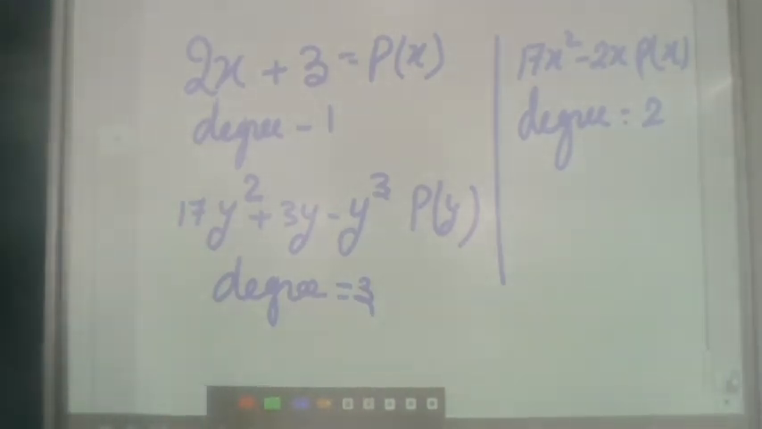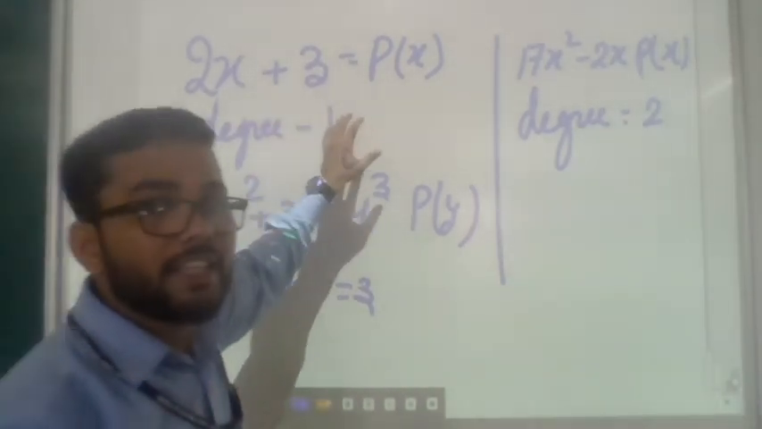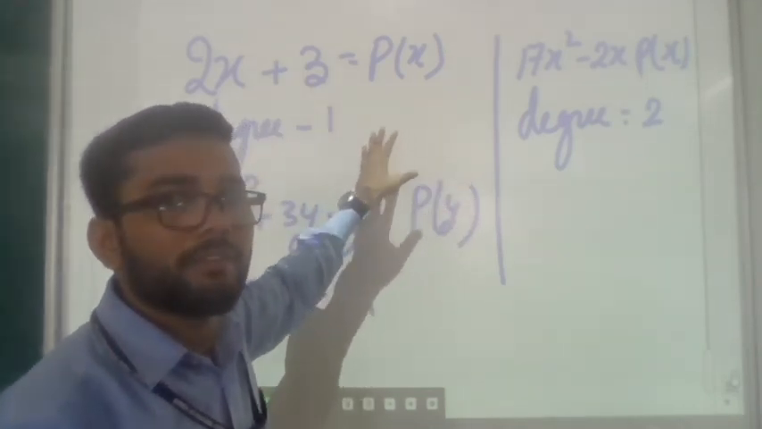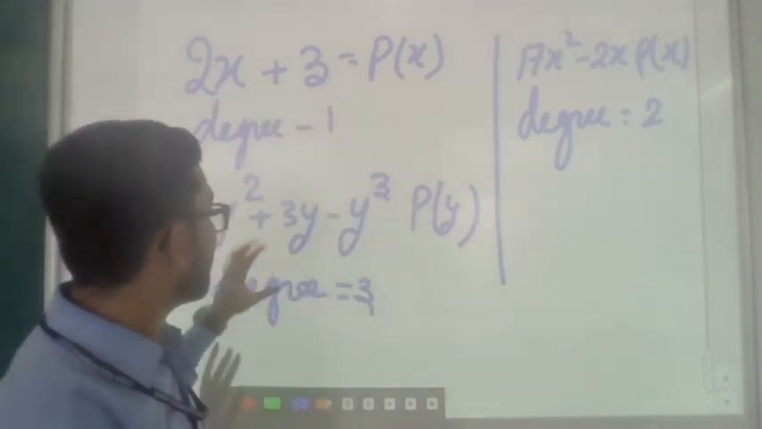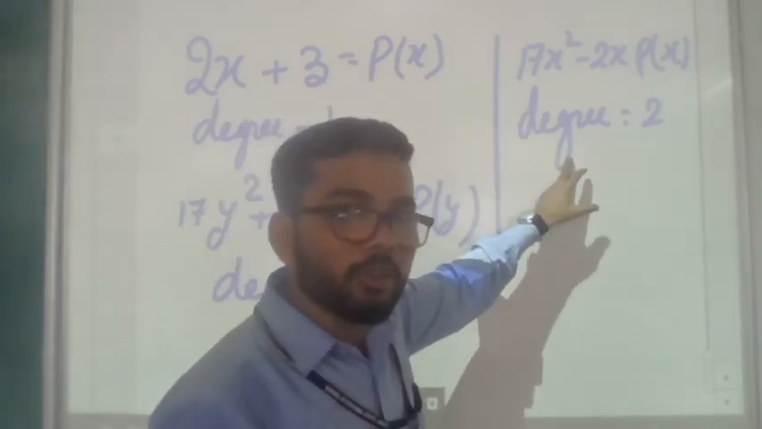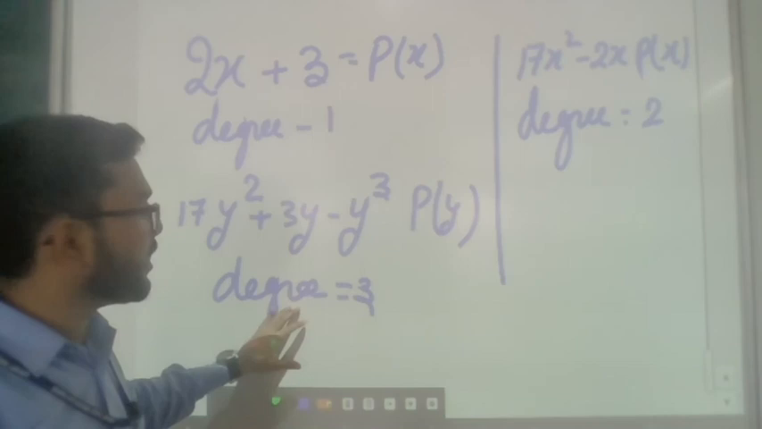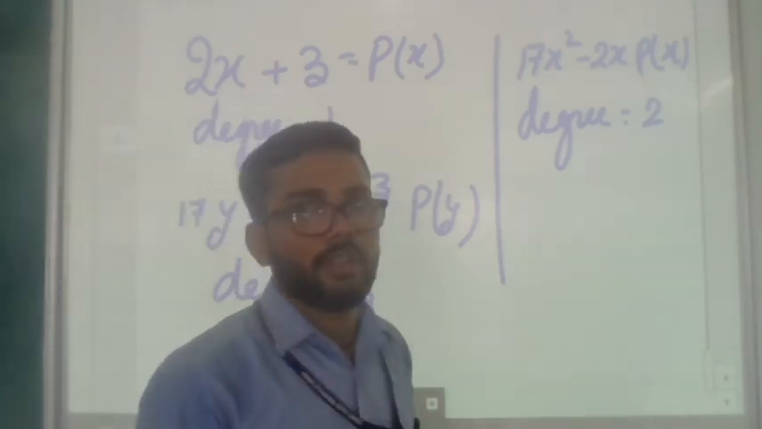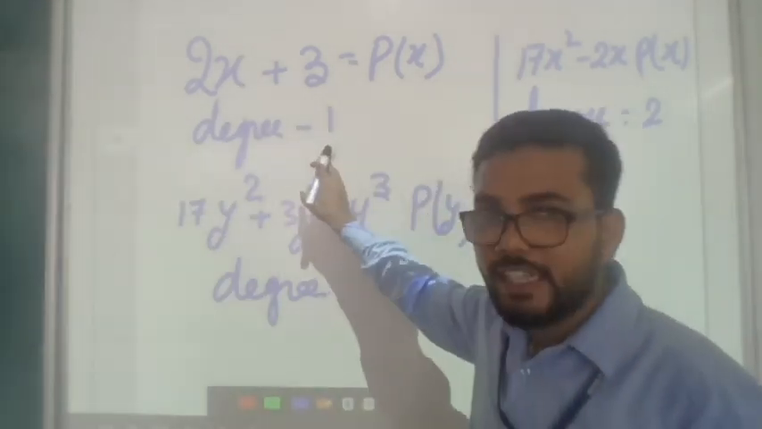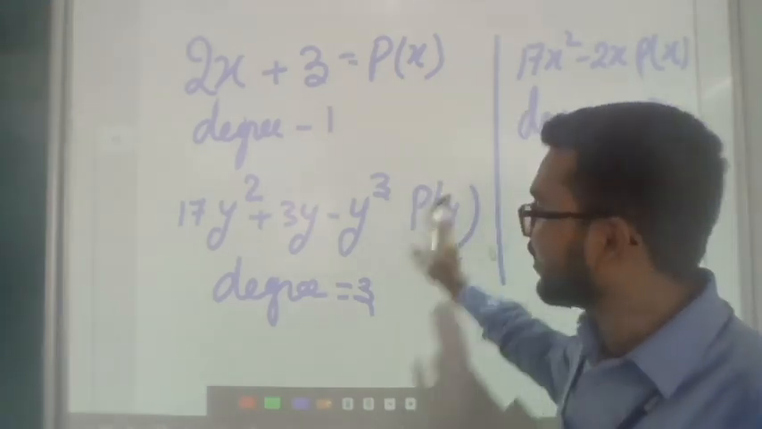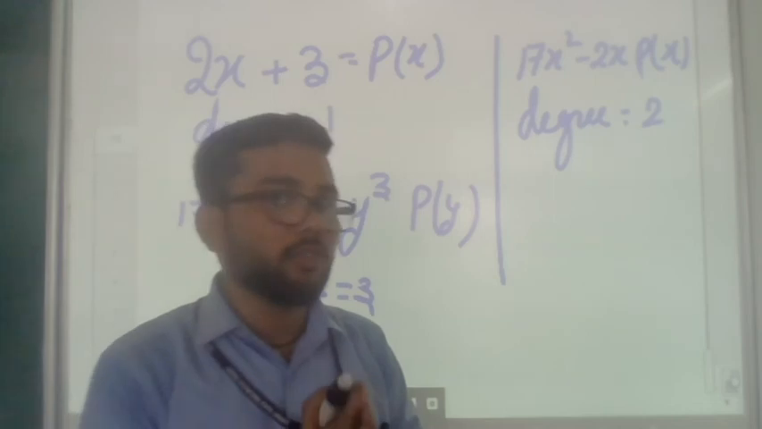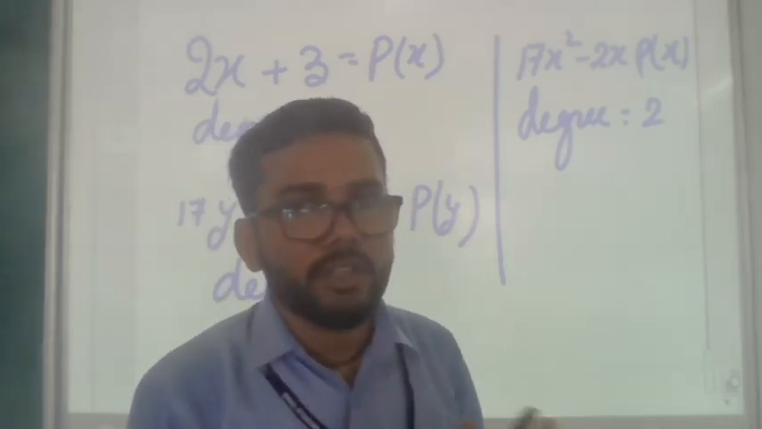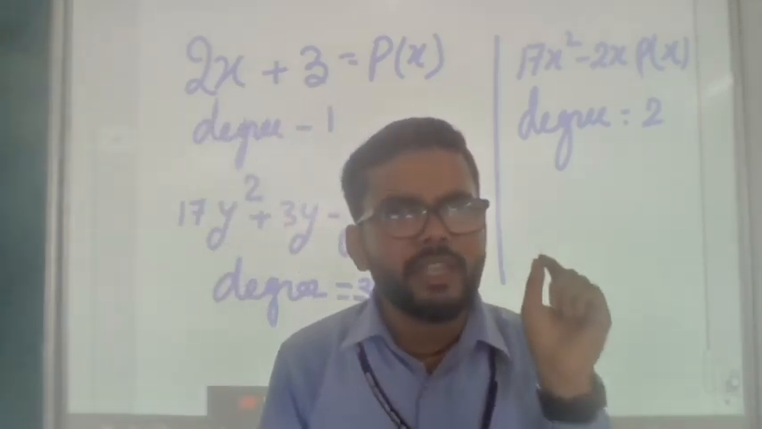A polynomial having degree 1 is called a linear polynomial, a polynomial of degree 2 is called a quadratic polynomial, and a polynomial of degree 3 is called a cubic polynomial. Degree 1 is linear, this is quadratic, and this is cubic. I hope you all are able to understand the polynomial and the basic concept of polynomial.